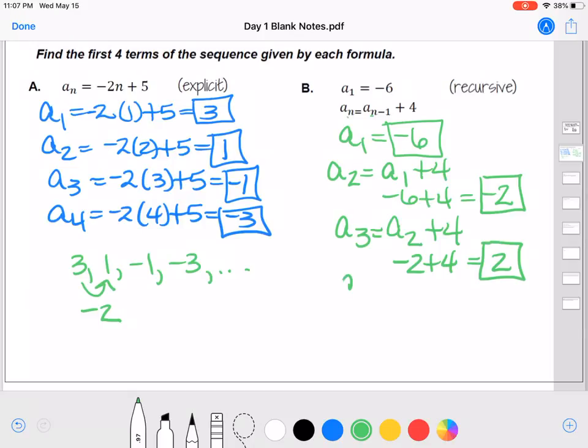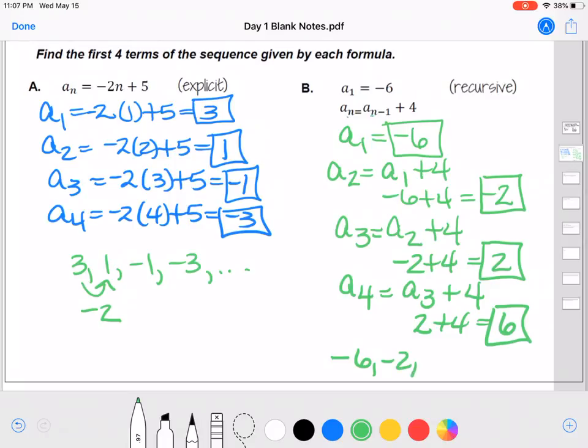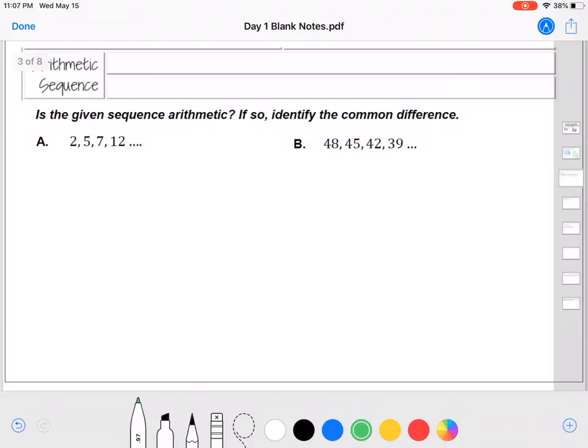And we would follow through for a sub 4. A sub 4 would be a sub 3 plus 4. Our previous term is 2, and we're going to add 4. That would be 6. So our sequence is going to go negative 6, negative 2, 2, 6. And we can see the pattern there is adding 4. So let's move on to our next slide.